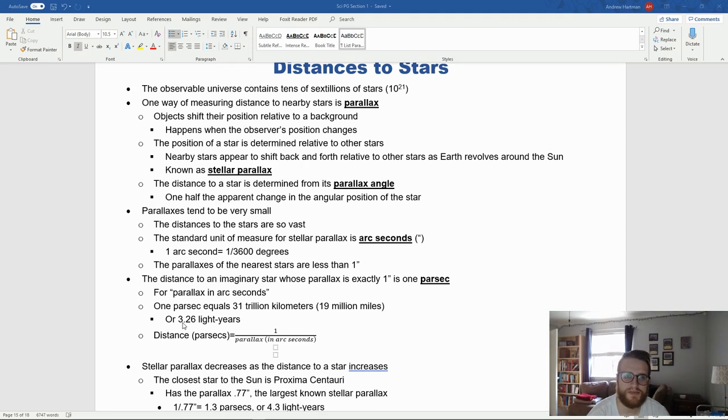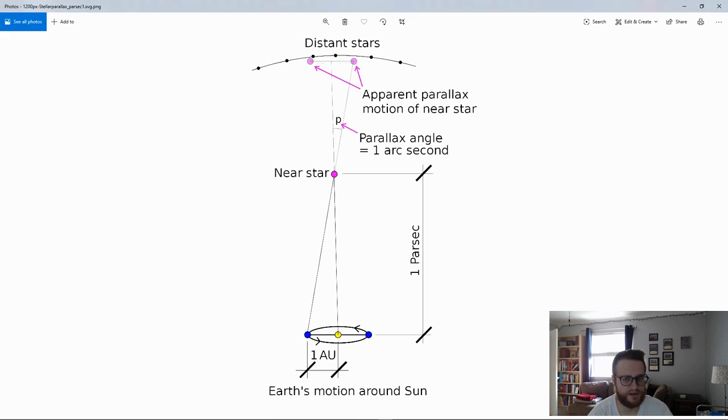So parallax is actually something that you experience on Earth with Earth objects. We see that objects will shift their position relative to a background depending upon where you are as an observer, right? And so we can also apply this to stellar objects, to celestial bodies. When we see the position of a star, we are able to locate it due to its relative location to other stars. And so what happens is that nearby stars will appear to shift back and forth relative to the other stars as Earth revolves around the sun, and this collectively is known as the stellar parallax.